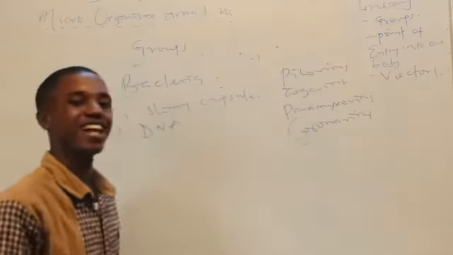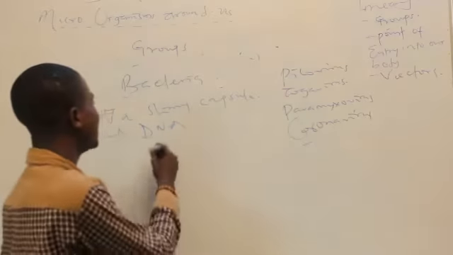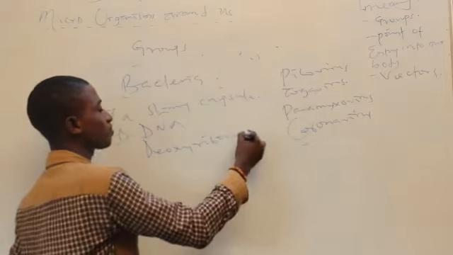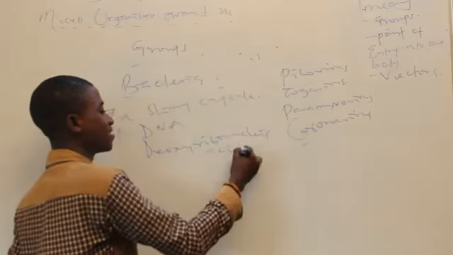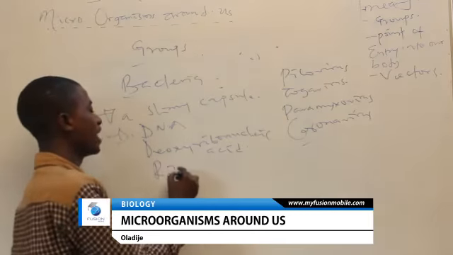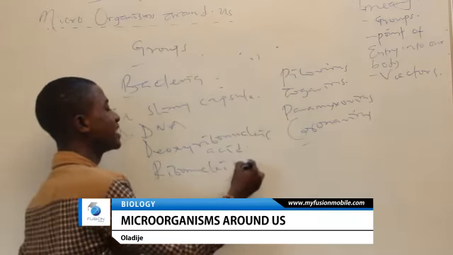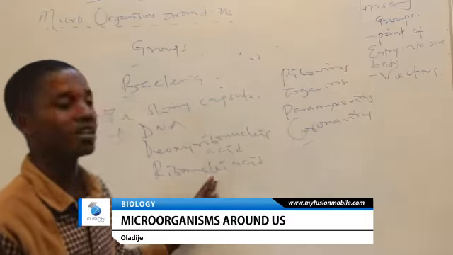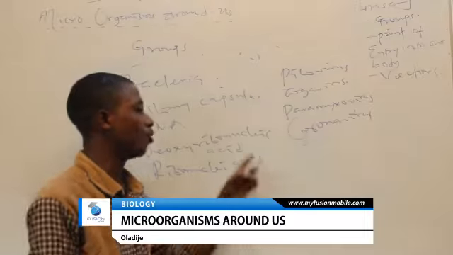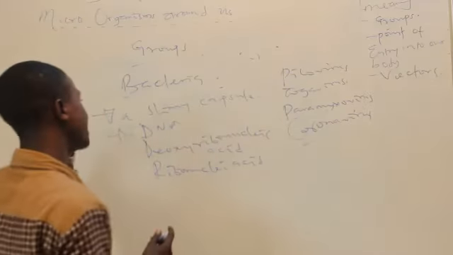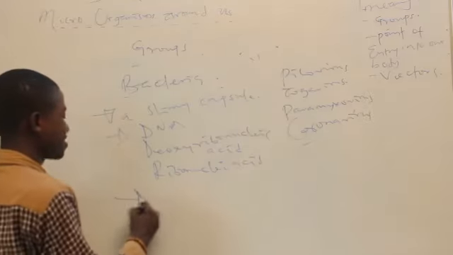Now I've been saying DNA, I've been saying RNA. What does it mean? DNA simply means deoxyribonucleic acid. RNA means ribonucleic acid. Are you with me? Now the major difference between DNA and RNA is that the RNA is a single strand, while the DNA is a double strand.